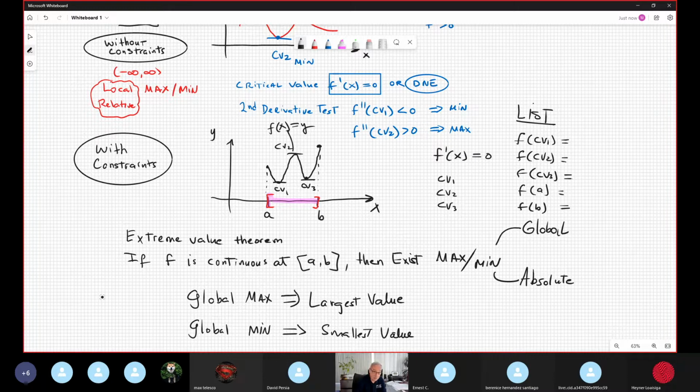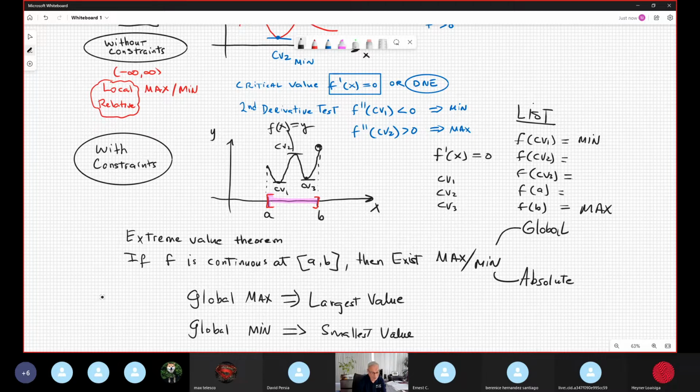This is a simple example. I suppose the largest value is at B, so this is the max. And the minimum is obvious, it's at this critical value. But this depends on the example, no? You take the smallest number and the largest number.